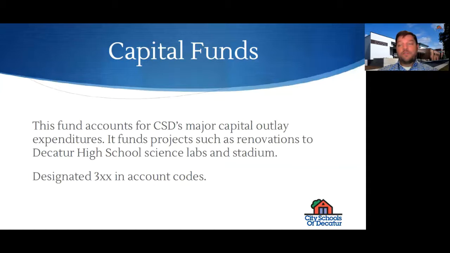Capital funds, there are a whole bunch of different capital funds, and these funds account for CSD's capital expenditures. So things like renovating Decatur High School science labs and stadium that we did several years back would come out of the capital funds. And these are designated starting with a 3, so they're in the 300s for the fund numbers.